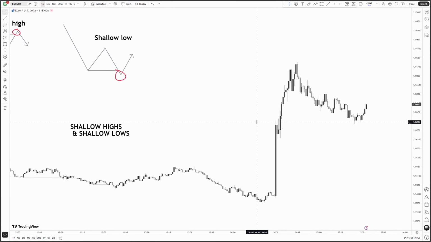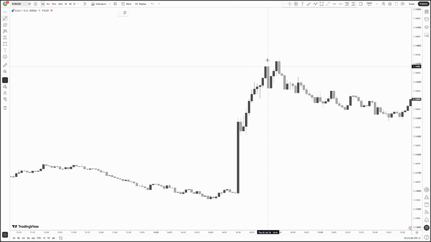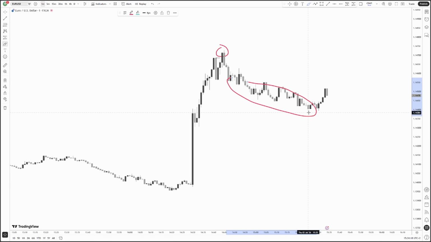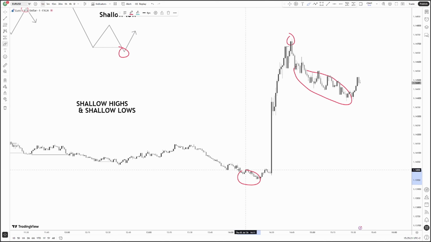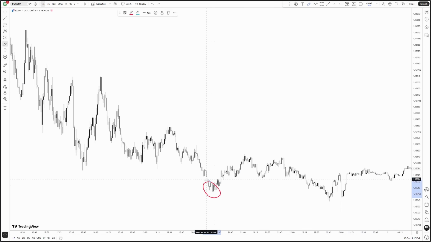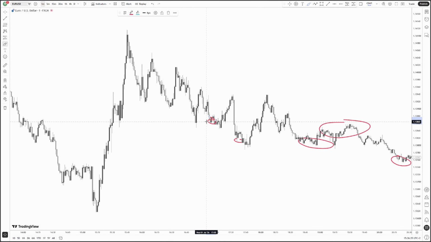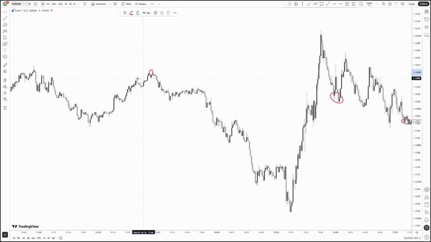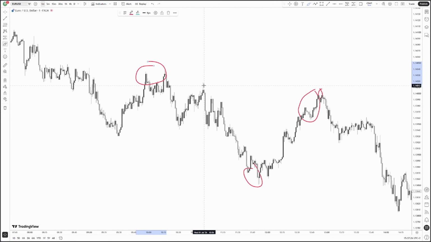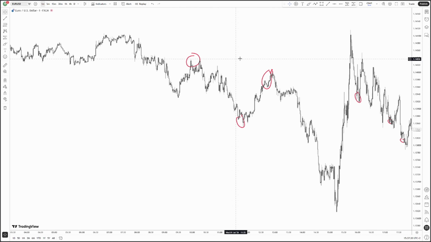This huge move that just happened also has one. This is also a shallow high, just like how these are all shallow lows. So we can expect a move up, and it is literally everywhere you look. This is one, this is one, this is one. I would also count this one. I mean, you get the point. I can keep going. These are all shallow highs and shallow lows.